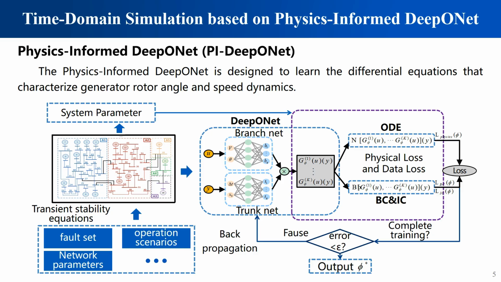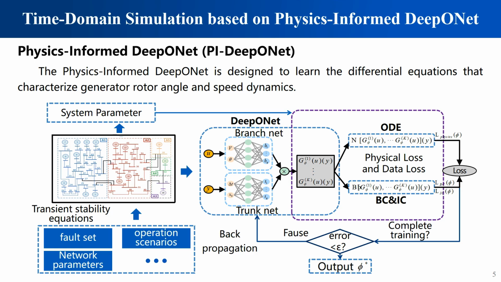The right part is the physical layer. The ODE block evaluates whether the predicted trajectories satisfy the generator differential equations. The boundary and initial condition block checks whether the predicted response starts from the correct operating point and respects the required constraints. The loss node combines physical loss and data loss. Data loss keeps the prediction close to reference trajectories. Physical loss prevents the network from matching data in a way that violates swing dynamics. The training loop continues until the error is below epsilon. The final output is phi star, the learned parameter set that produces a physically consistent solution operator.